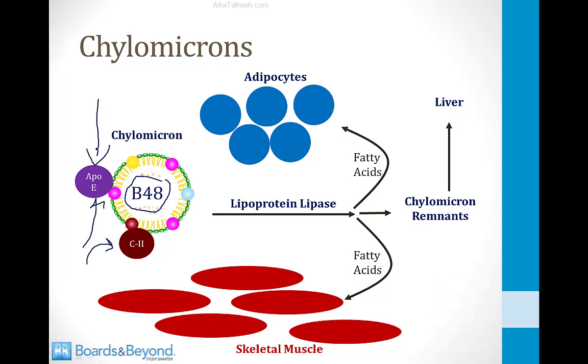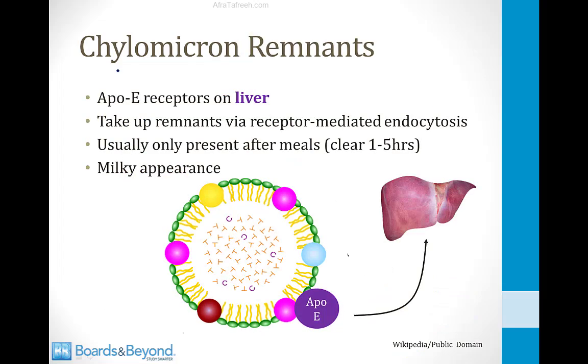receptors for ApoE. A word on those chylomicron remnants. They have ApoE on their surface, and this is necessary because there are ApoE receptors on the liver, and the liver takes up the remnant particles by receptor-mediated endocytosis. Chylomicrons are only present after you eat a meal. When you eat a meal rich in triglycerides or fatty acids, the amount of chylomicrons in your plasma increases, but then they clear about 1 to 5 hours later as all the triglycerides are hydrolyzed and as the remnants are taken up by the liver.